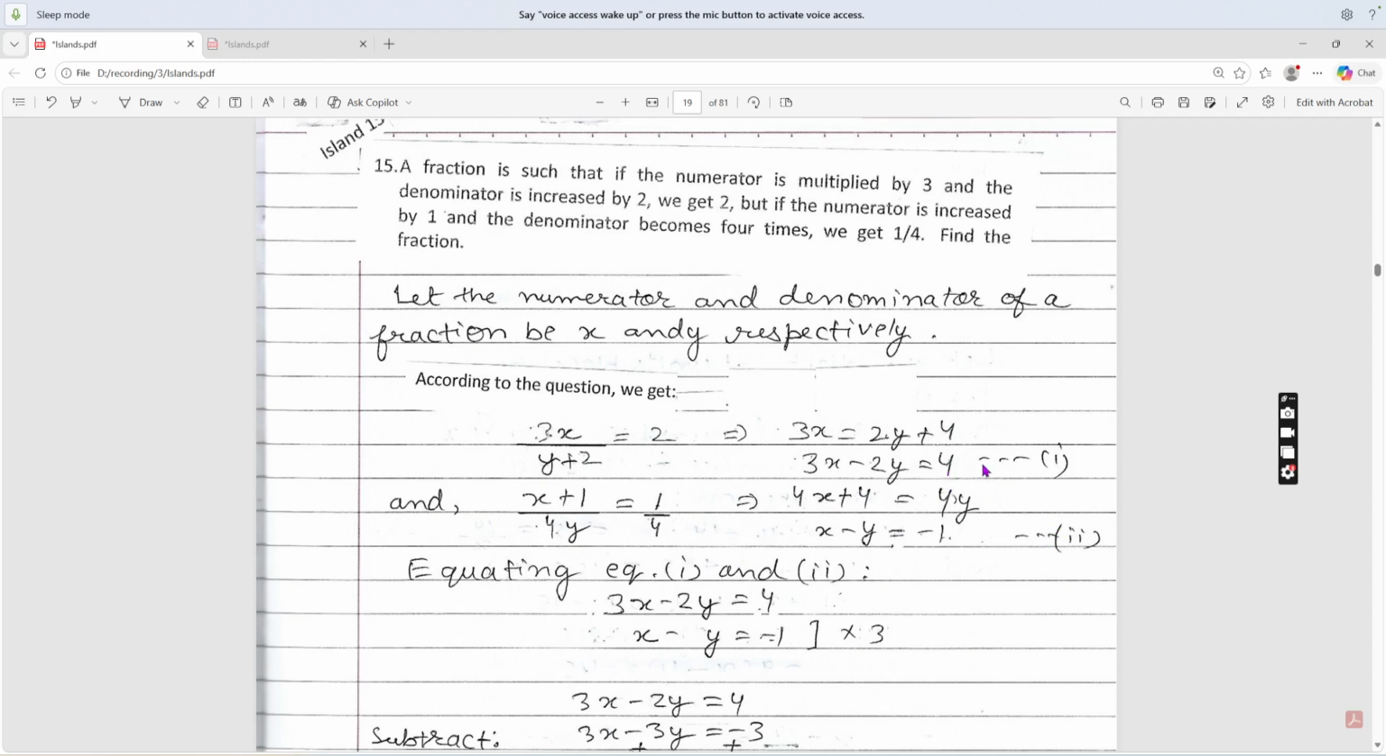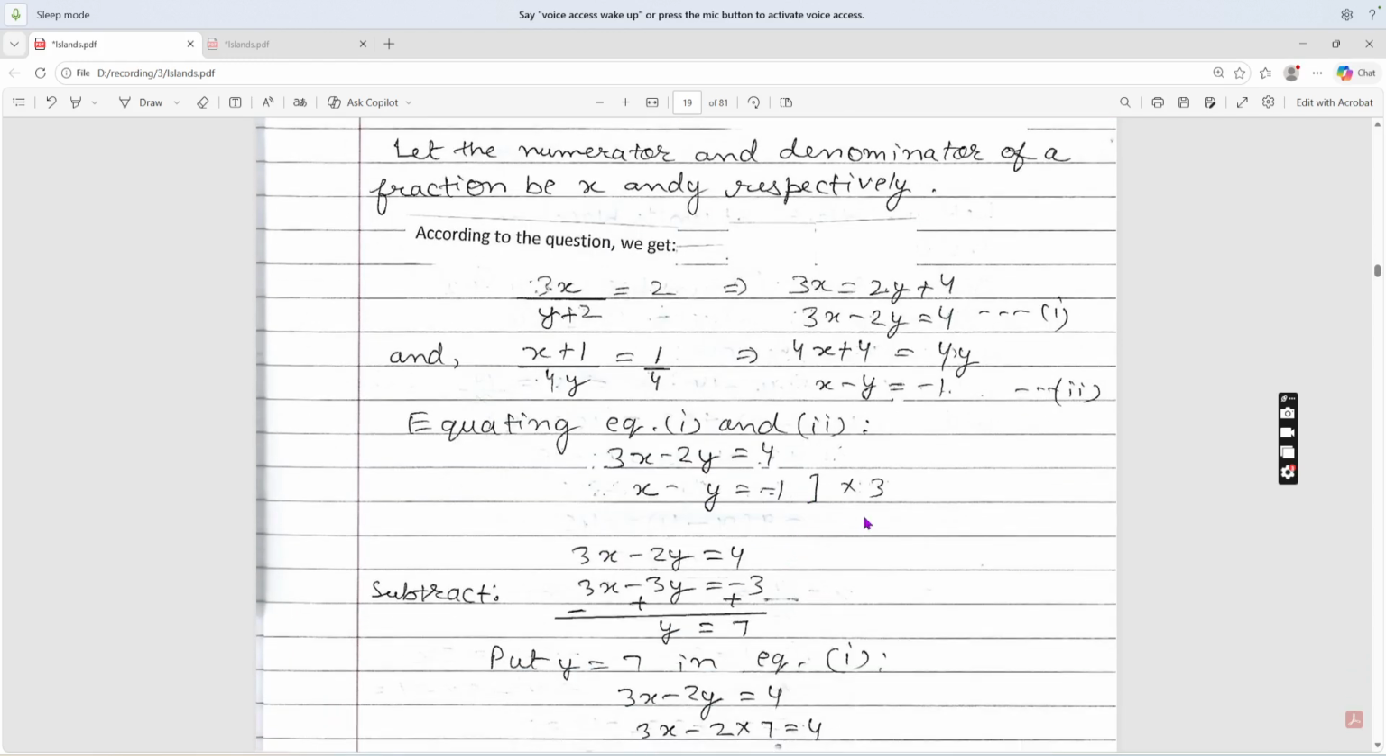We are going to solve these two equations, equation 1 and equation 2. What is equation 1? 3x minus 2y is equal to 4. What is equation 2? x minus y is equal to minus 1. Now we are going to multiply the second equation by 3 in order to get the coefficient of x to be equal. It will become 3x minus 3y is equal to minus 3.